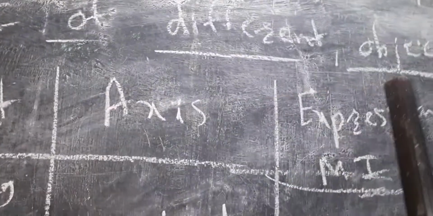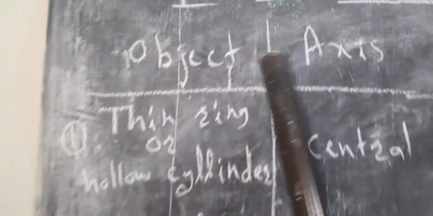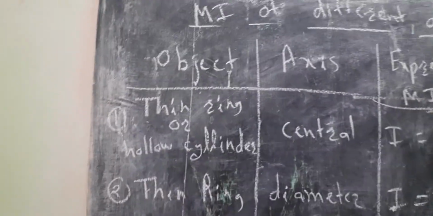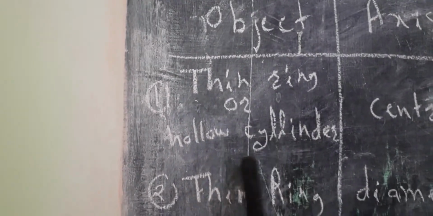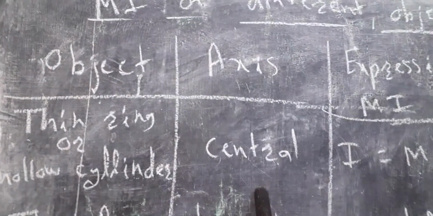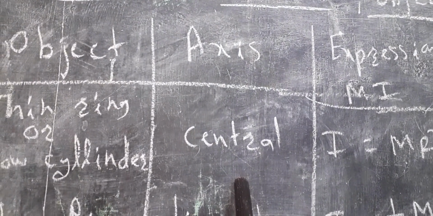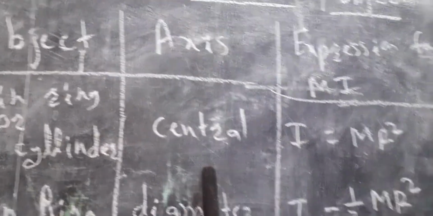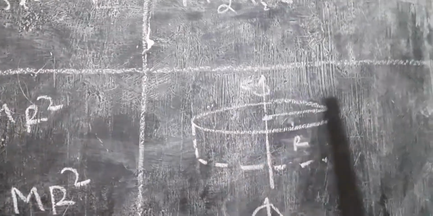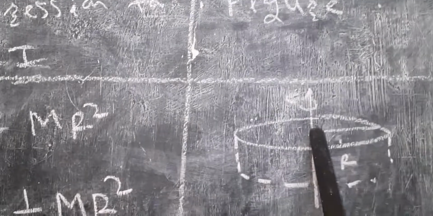We should know moment of inertia of different symmetrical bodies or symmetrical objects. Let us see one by one. In our syllabus, which objects are considered? First object is thin ring or hollow cylinder. So axis, when body rotates, we get axis of rotation. We have seen the concept of axis of rotation. So this axis is central, just like this. A ring is there. So the ring rotates about an axis which passes through its center.